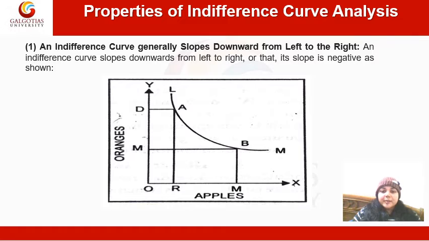Now let's discuss the properties of indifference curve analysis. The first property is an indifference curve generally slopes downward from left to right. An indifference curve slopes downward from left to right, or its slope is negative, as shown in figure number 6. This property is based on the assumption that if consumer uses more quantity of one good, he will use less quantity of other. Then only he will have equal satisfaction from their different combinations.